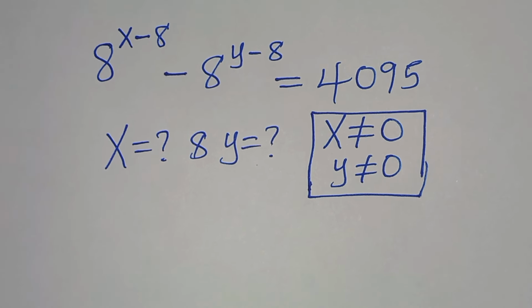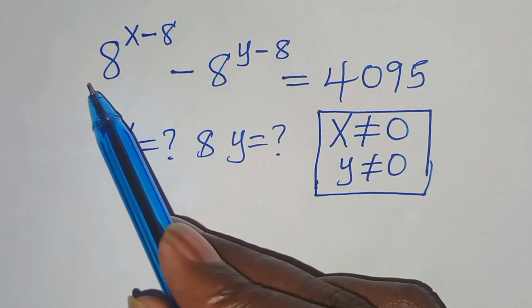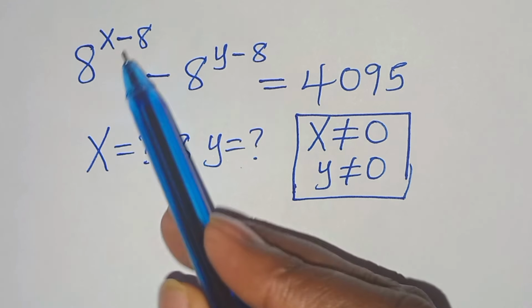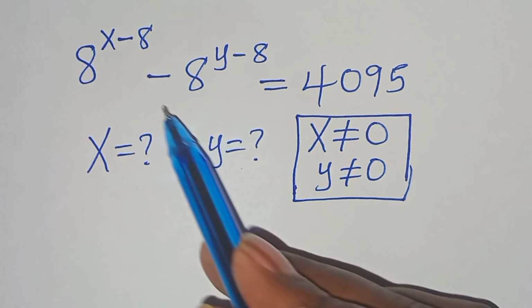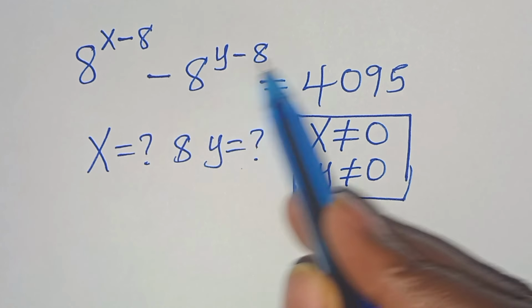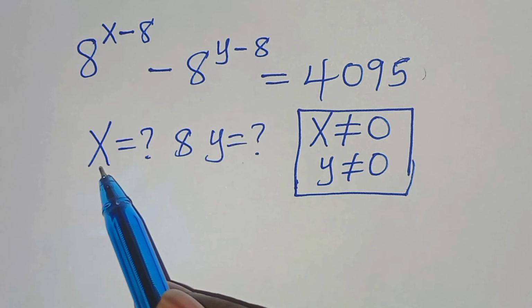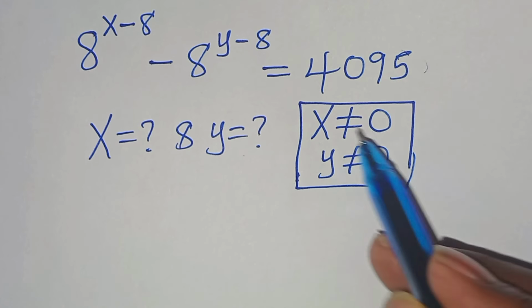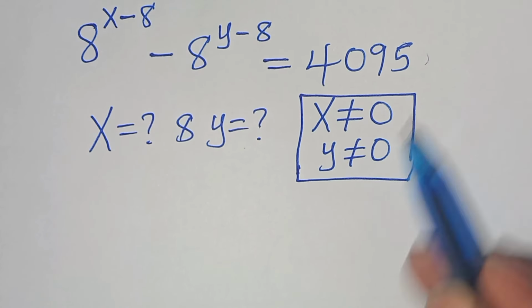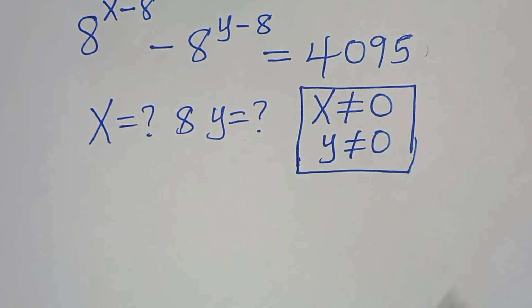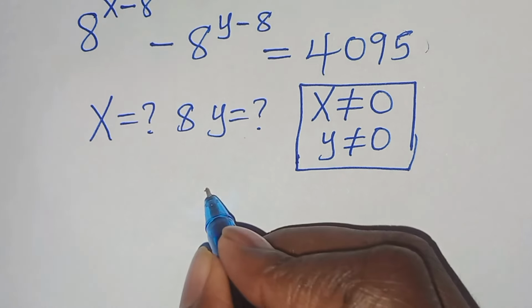Hello everyone, you're welcome to solve this nice algebra problem, which is 8 to the power of x minus 8, minus 8 to the power of y minus 8, is equal to 4095. What is the value of x and what is the value of y, given that x is not equal to 0 and y is not equal to 0? So let's present the solution from here.